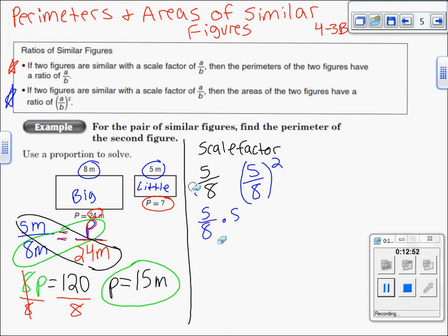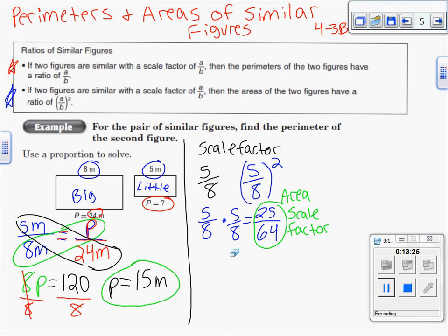So that means 5 over 8 squared. That means 5 over 8 times 5 over 8. So 5 times 5 is 25. 8 times 8 is 64. So that means our area scale factor, the scale factor we will use for all of our area proportions, is this one for these two shapes. Our area scale factor you get when you square the regular old scale factor, meaning raise it to the second power, which means this. So in this example, our area scale factor was 25 over 64.